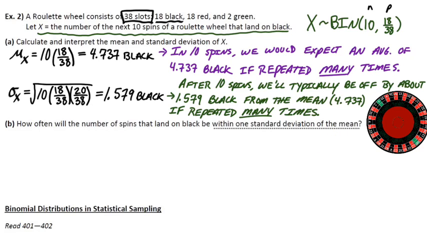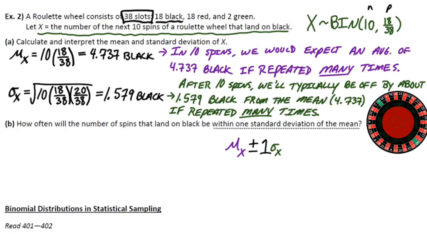Part B says, how often will the number of spins that land on black be within 1 standard deviation of the mean? I think this is a really interesting and unique question because this is a discrete, or binomial to be more specific, scenario. So let's start with the mean of X plus or minus 1 standard deviation, because it says within 1 standard deviation. That means it could be above or it could be below.